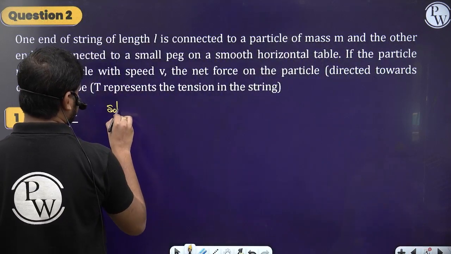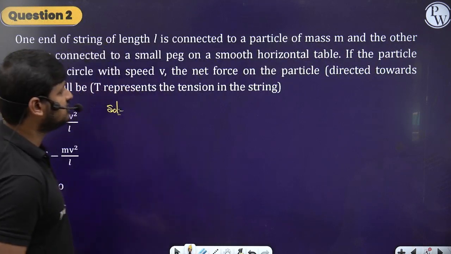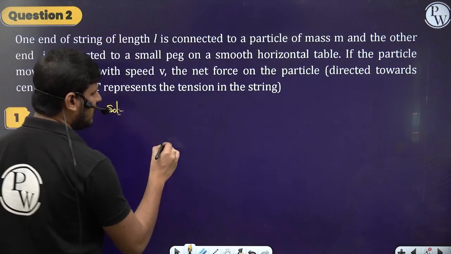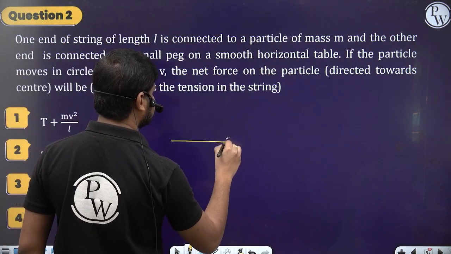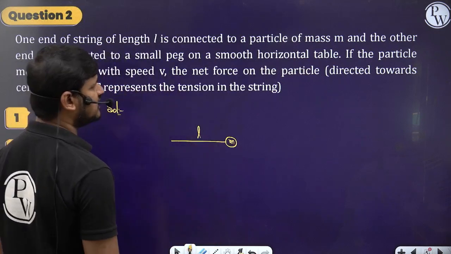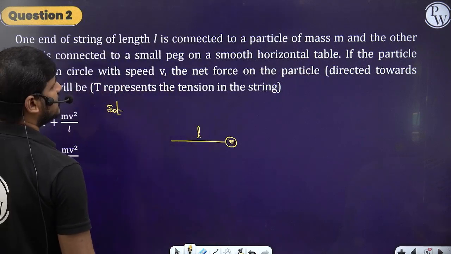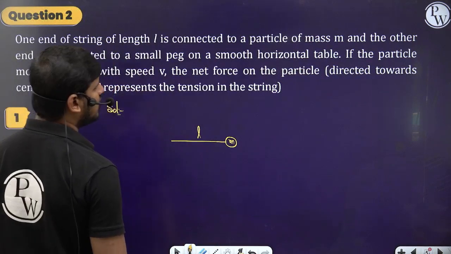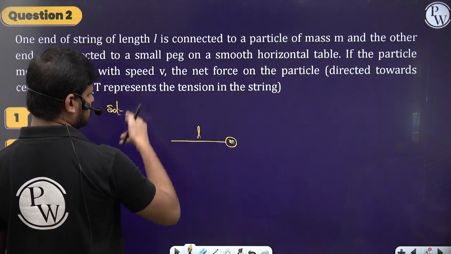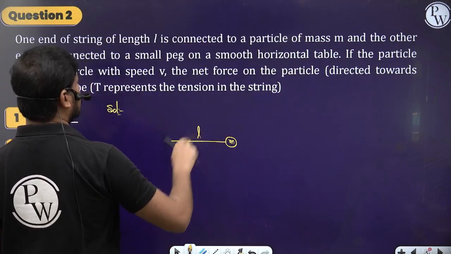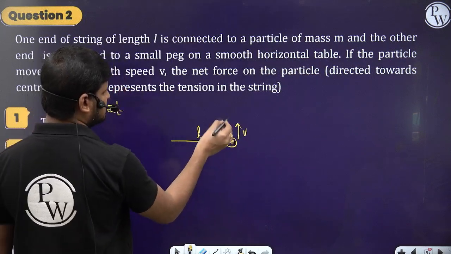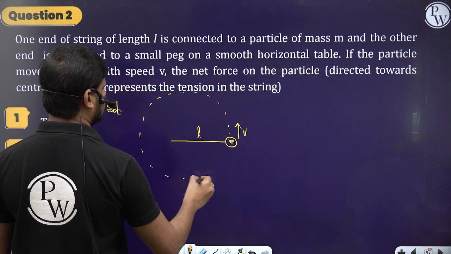See the question, read the question properly and try to answer yourself. One end of a string of length l is connected to a particle of mass m. So this is the string, and one end is connected to the particle of mass m, and the other end is connected to a small peg on a smooth horizontal table. If the particle is moving in a circular path with speed v, like this, it is moving like this.